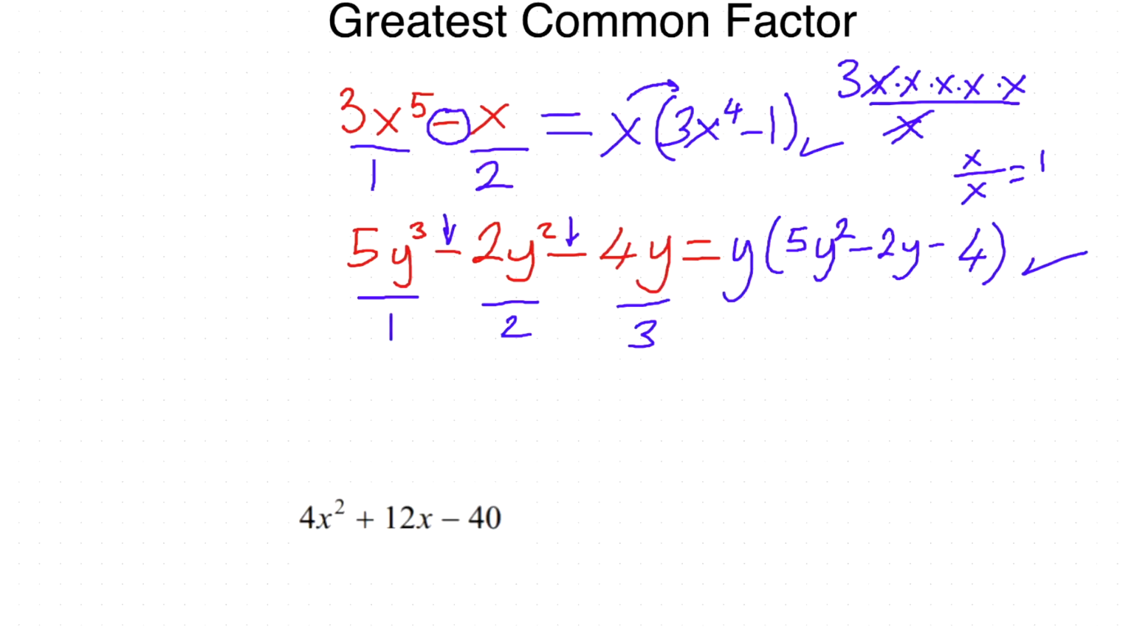Let's say, what if you have 17x cubed plus 2x squared minus 5x? Find the greatest common factor and factor out this expression, please. Again, if you like, you can pause the video here and give it a try by yourself.